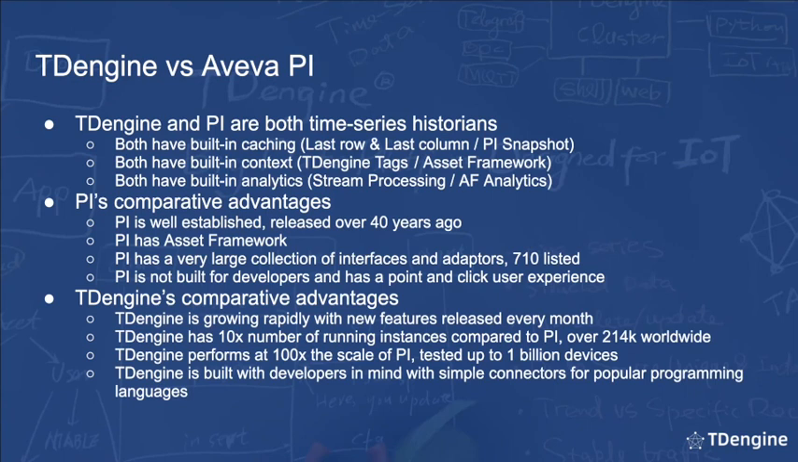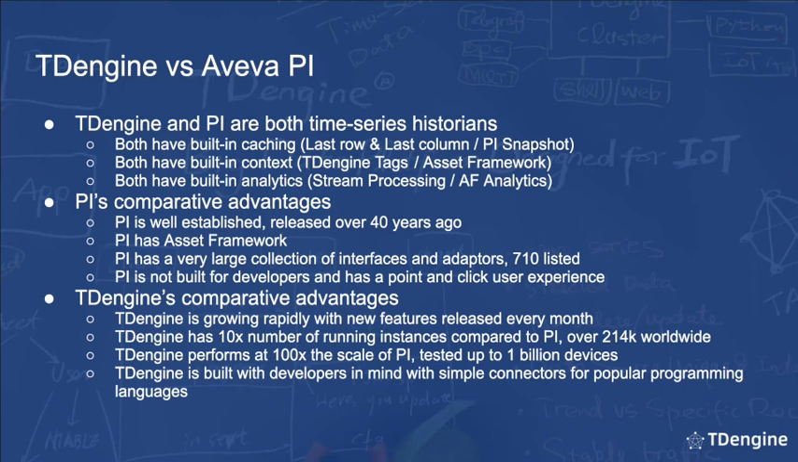So to do another comparison, TDengine against Aveva PI. So both are time series historians. PI, just like TDengine, has built-in caching. They call it the PI snapshot. In TDengine, you can either do the last row or a last column type caching.